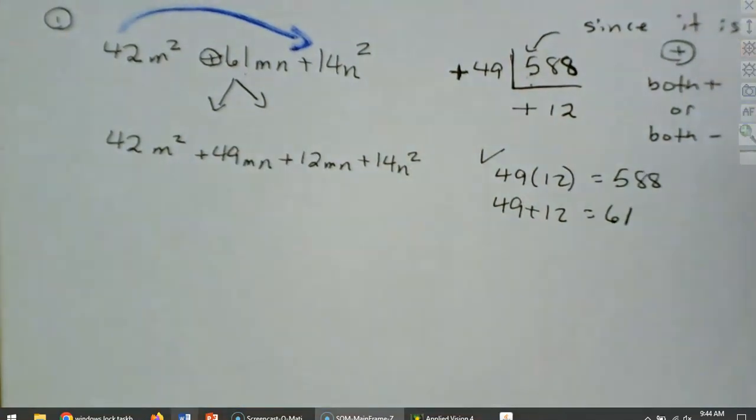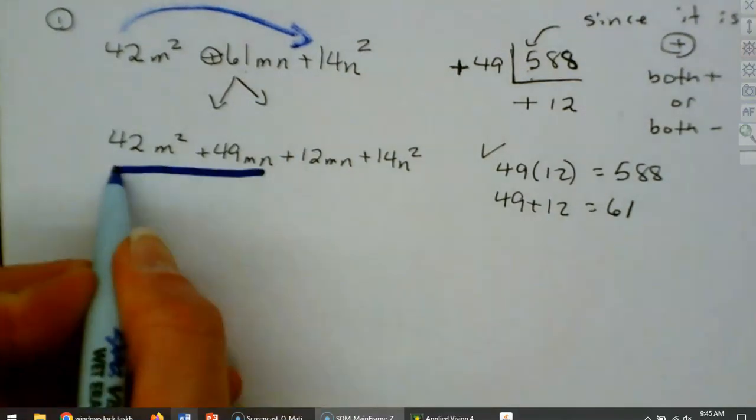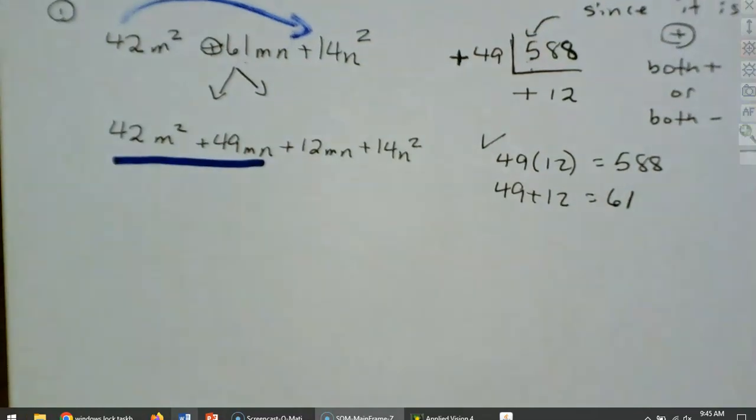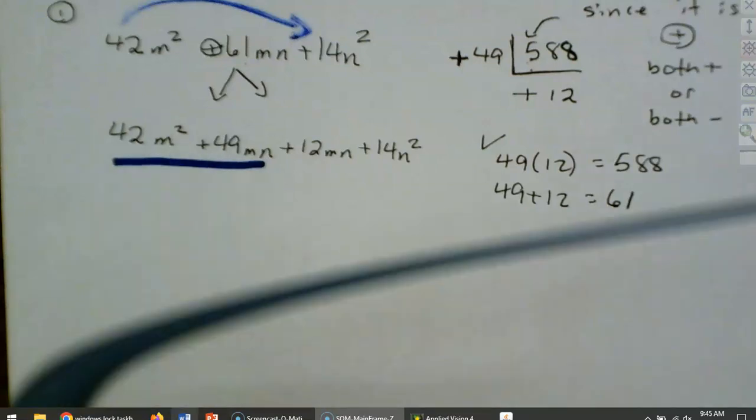Now, what do we do from here? Well, how many terms do we now have? We now have 4 terms. So how do we handle 4 terms? We handle 4 terms by factoring by grouping. So the first 2 pieces, can anyone tell me what I would factor out of here? 42 and 49, what do they have in common?